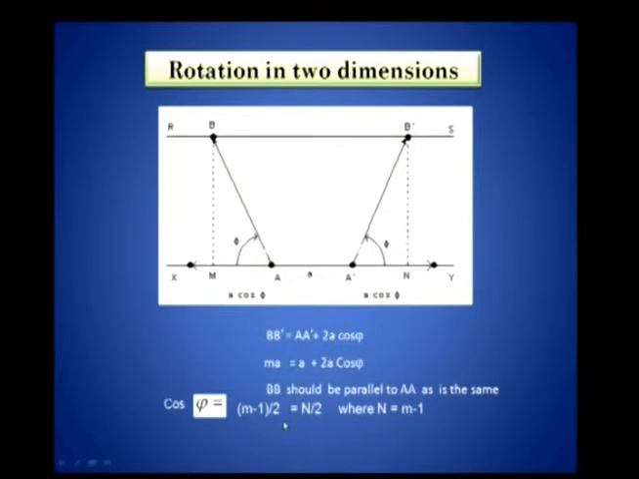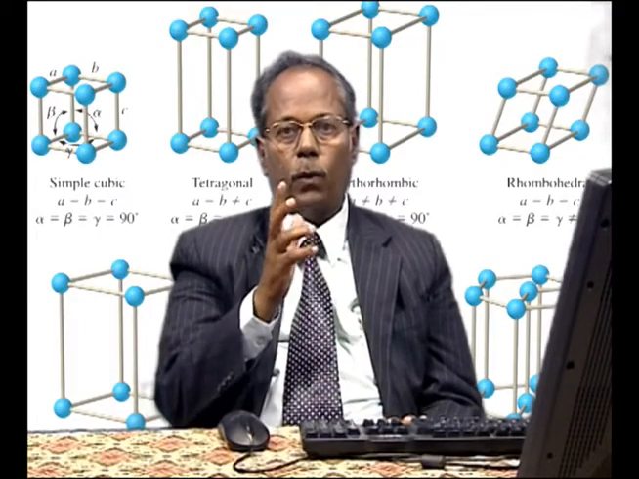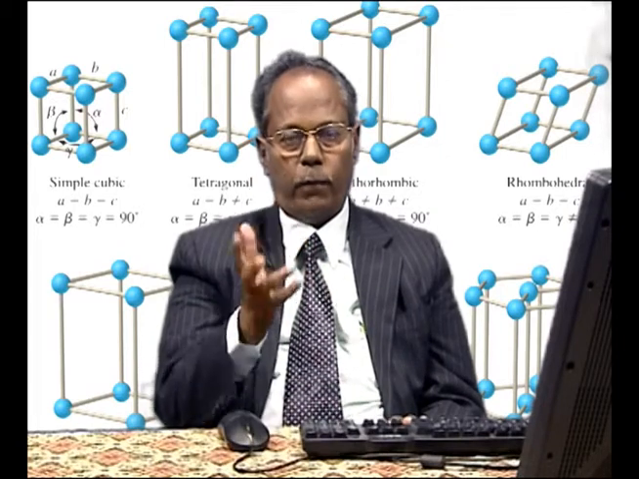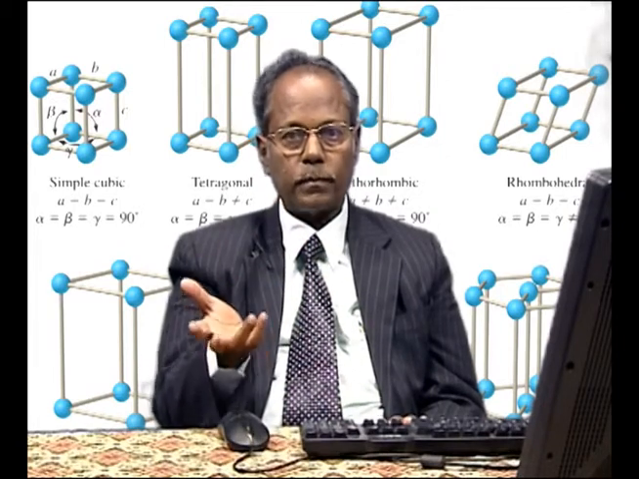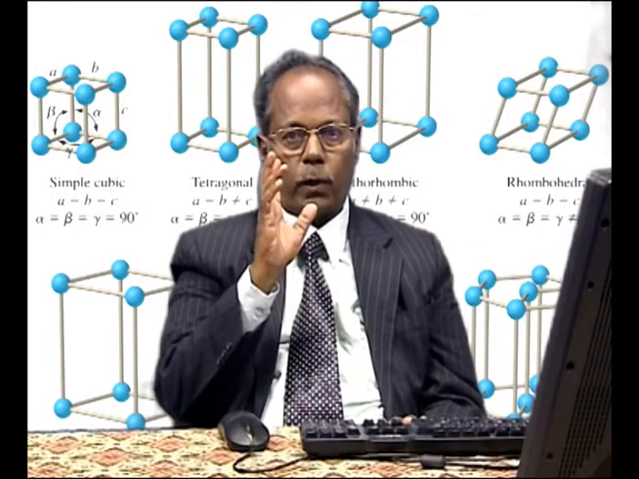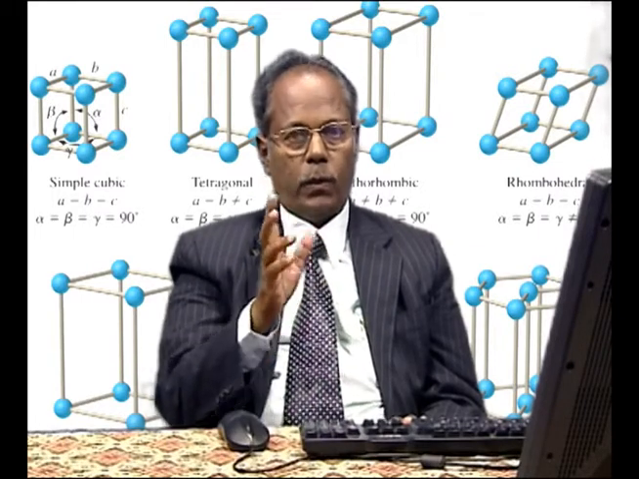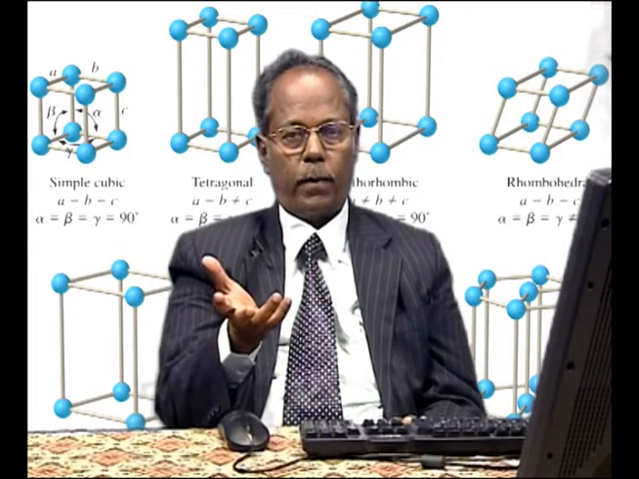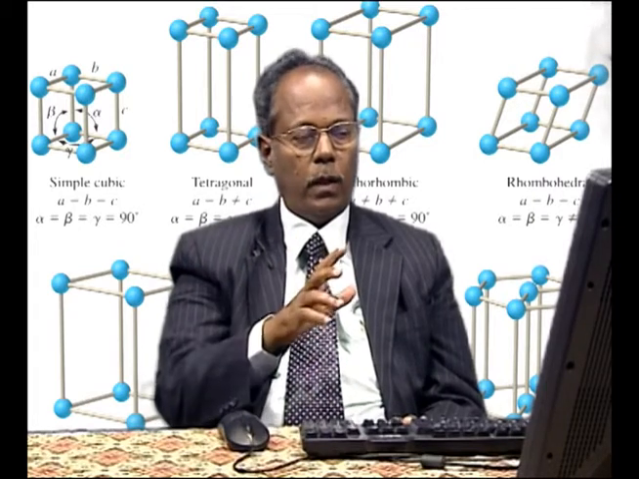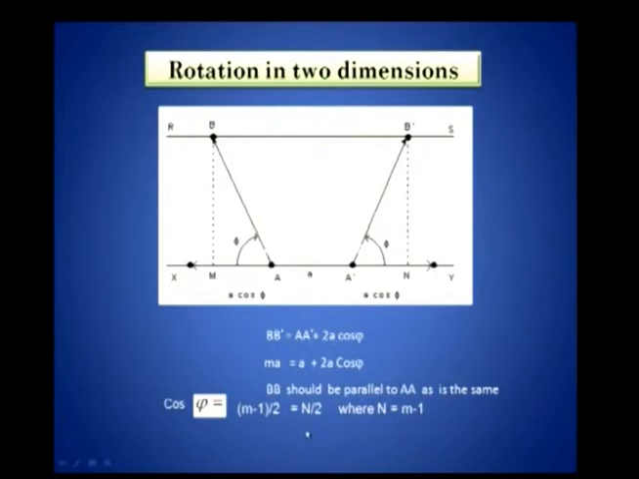m is an integer, so m minus 1 should again be an integer. Cos phi will be n by 2, where n is m minus 1; because m is an integer, n should also be an integer. What values will cos phi take? You all know that cos phi will vary from plus 1 to minus 1. The 2 points to be remembered are that cos phi varies from plus 1 to minus 1 and n is an integer.